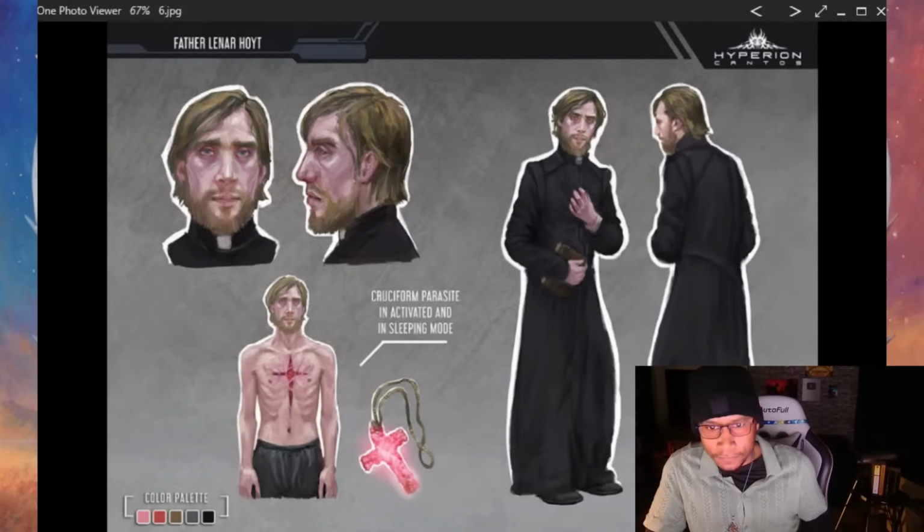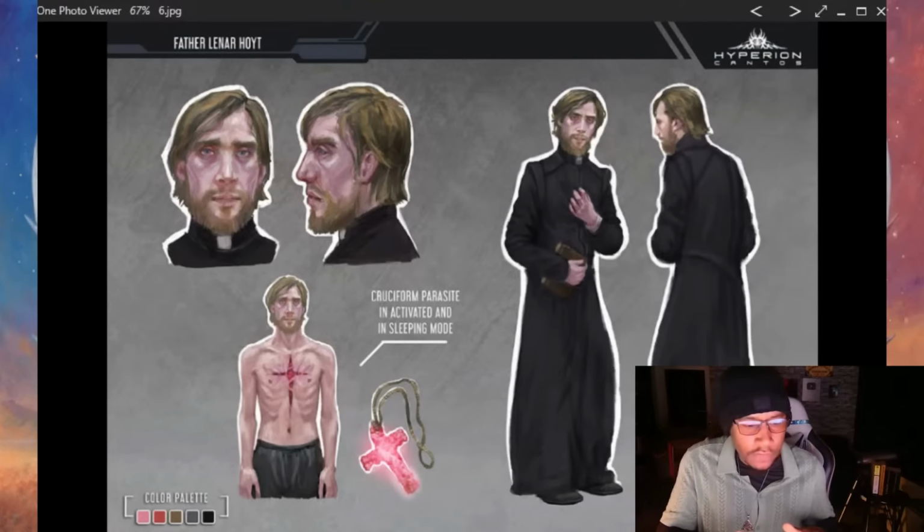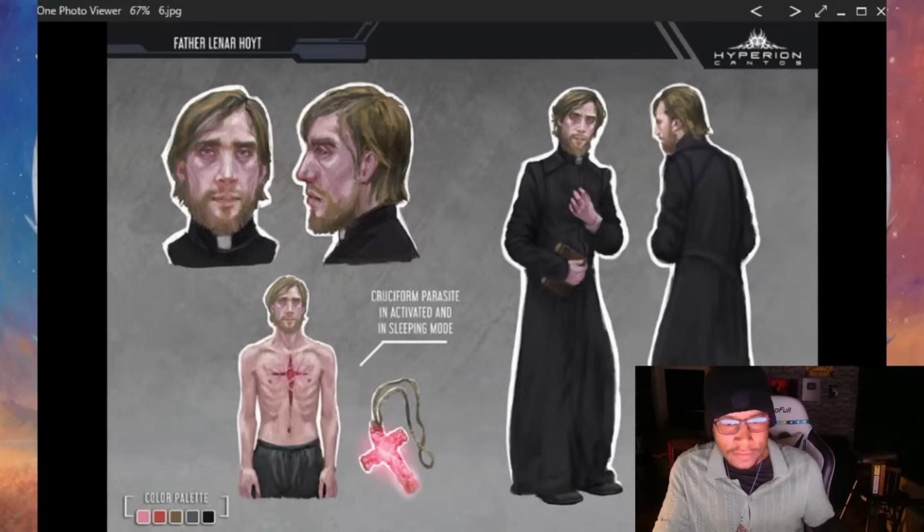So like I said, each one of their stories has something to do with Hyperion, has something to do with the Shrike. And the Shrike is tied to this parasite called the cruciform, among other things. All right, so that is the story of Father Duray, and that is why Hoyt is coming to Hyperion.